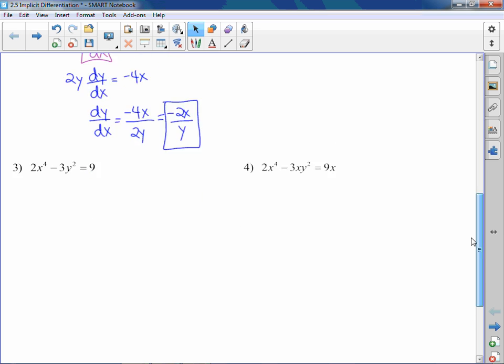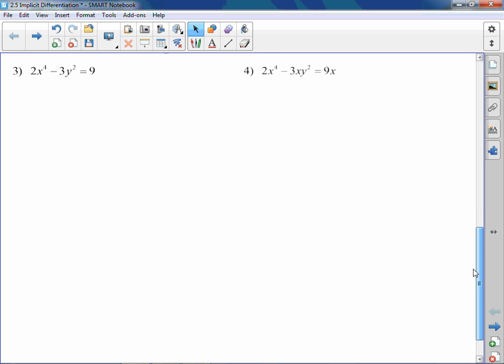All right, here's one for you. Try number 3 on your own. 2x to the 4th minus 3y squared equals 9. So if Ms. Curry could pause the video at this point and give you all time to try this on your own, and then I'll show you what the answer is in just a moment.